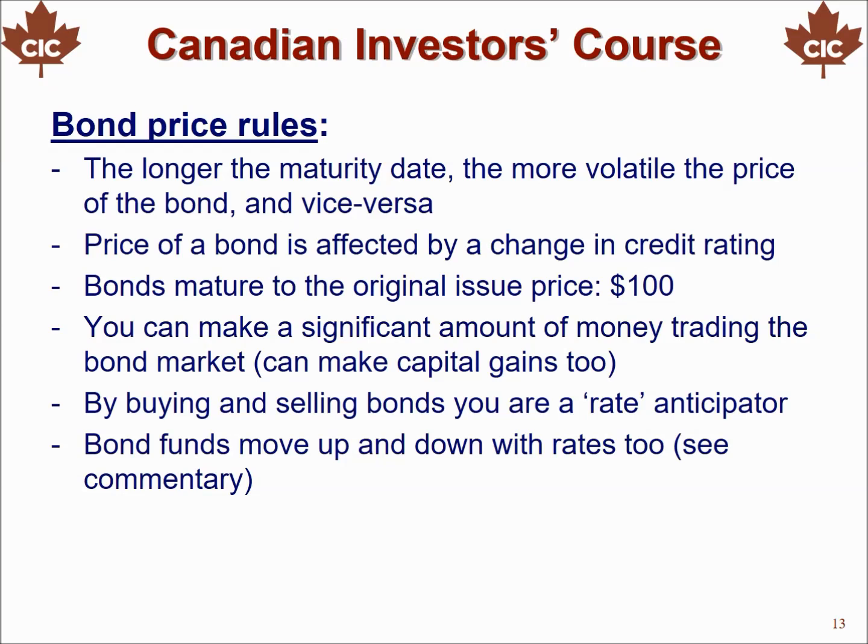Bond price rules. The longer the maturity of the bond, the more volatile the price of the bond, and vice versa. So a short-term bond is not likely to have a lot of volatility. A long-term bond may have a lot of volatility, which may make it look like a higher risk investment too. So the price of a bond is affected by a change in credit rating. Bonds mature at the original issue price, $100.